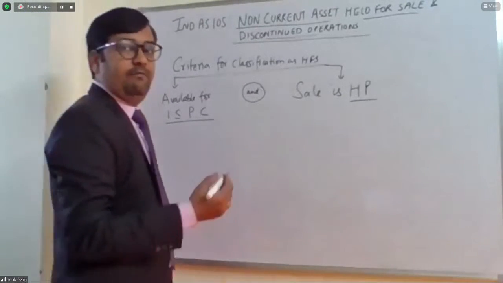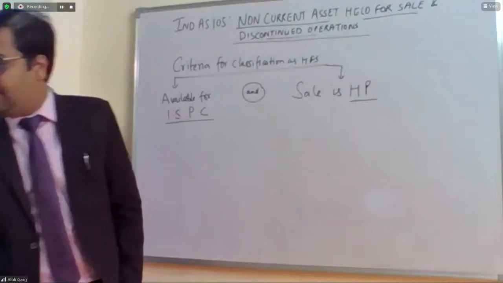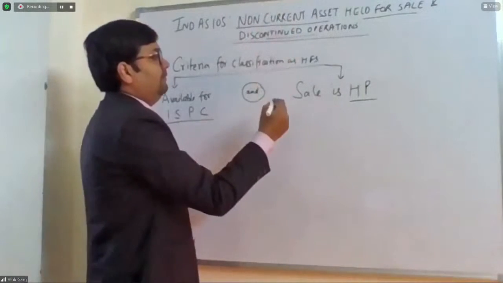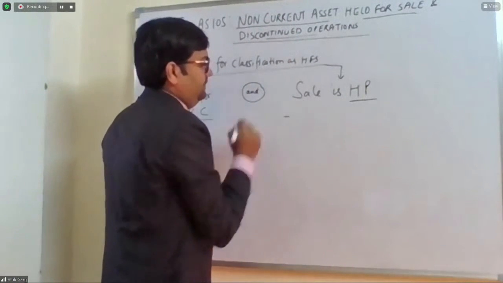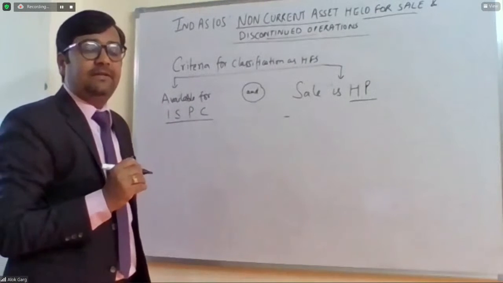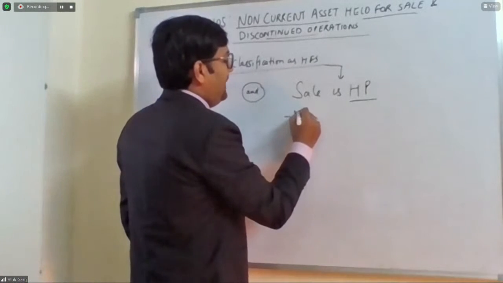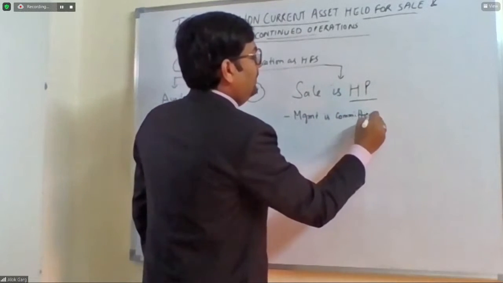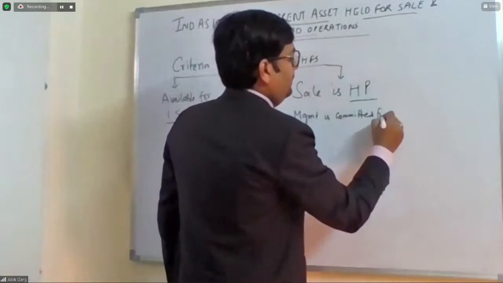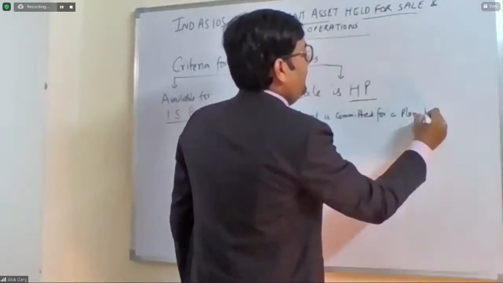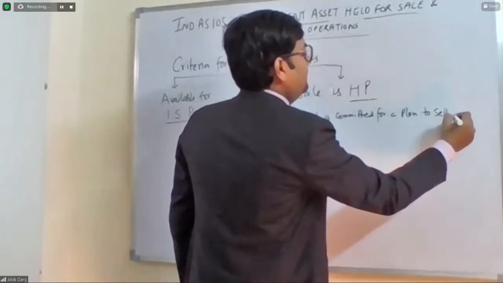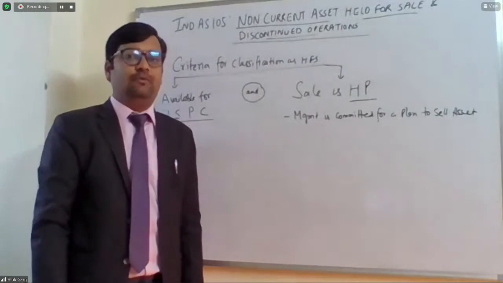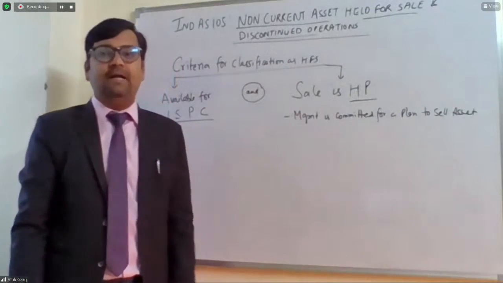Condition number 1. When a sale will be considered as highly probable, first, management is committed to a plan to sell the asset, or disposal group. So wherever I say asset, it could be disposal group also. Management is committed to a plan to sell the asset.